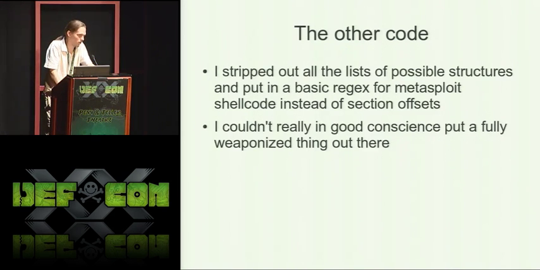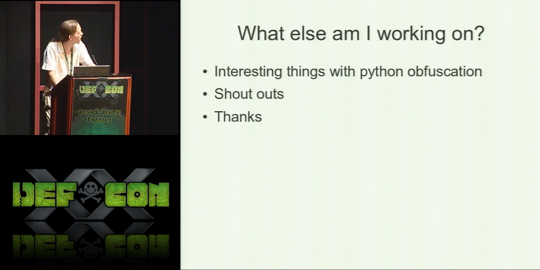The other code that I'm just giving away is an encoder that I put together a while ago for obfuscating C binaries. I had a bunch of people want a copy of it, so I'm giving it away. I had to strip out some things. I couldn't really, in good conscience, put a fully weaponized thing out there, so I did strip out some of the lists that it needs to operate, so you just have to populate those lists with assembly structures of your choosing.